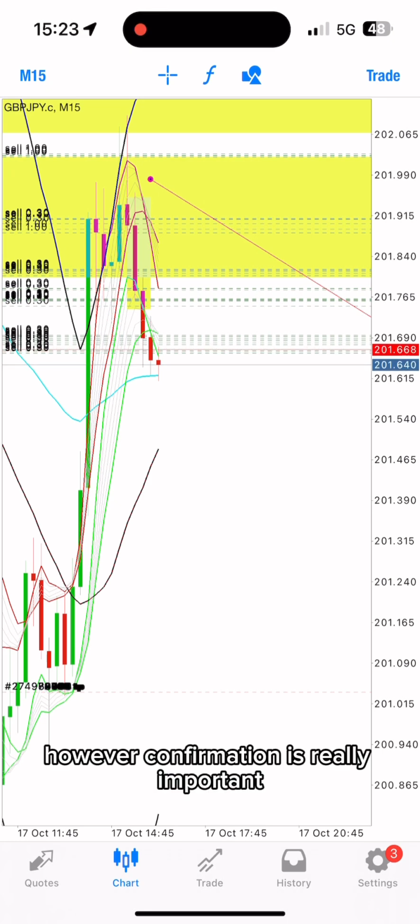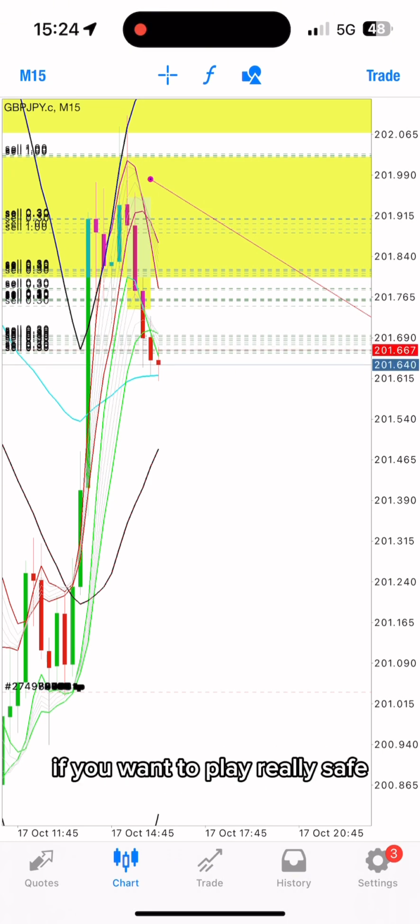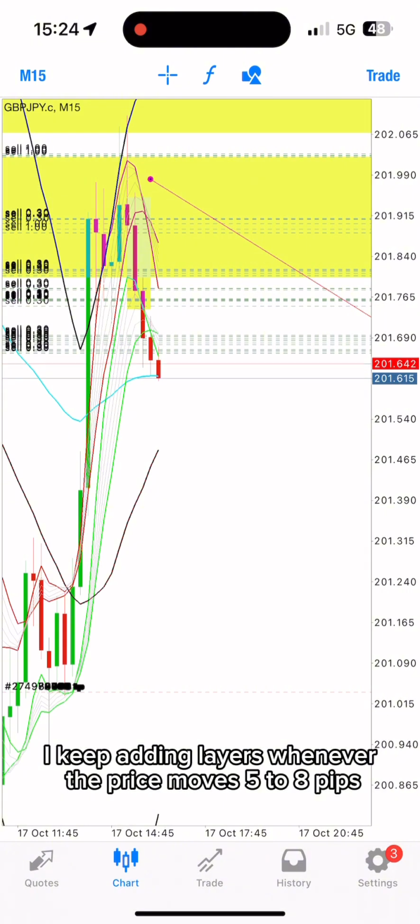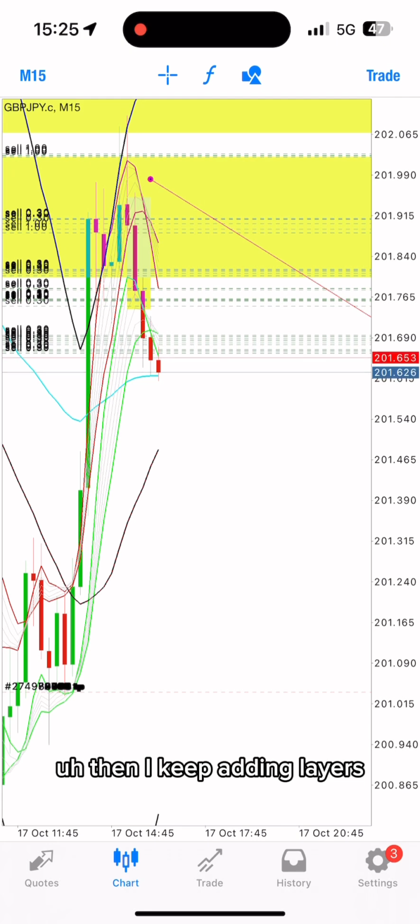However, confirmation is really important if you want to play really safe. I keep adding layers whenever the price moves 5 to 8 pips. Then I keep adding layers.